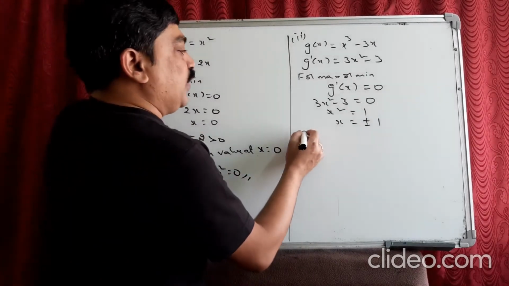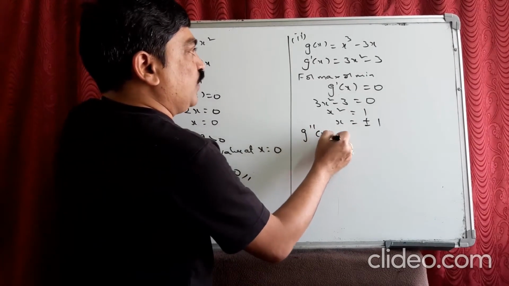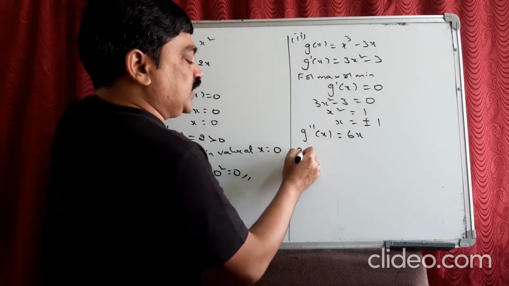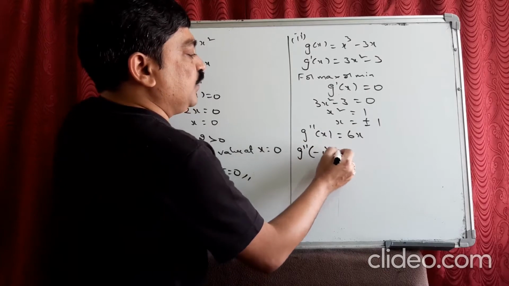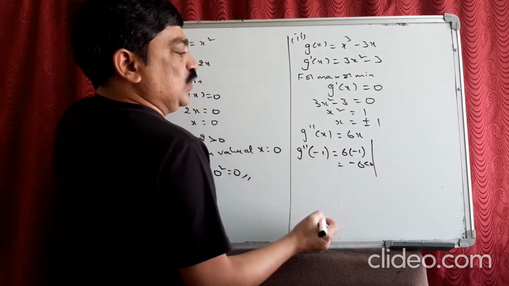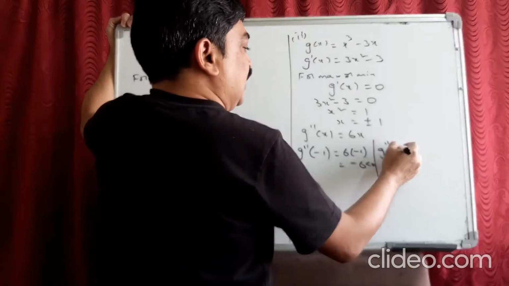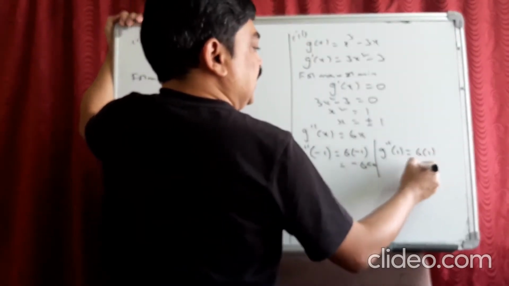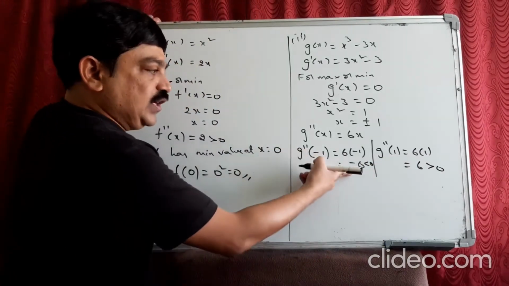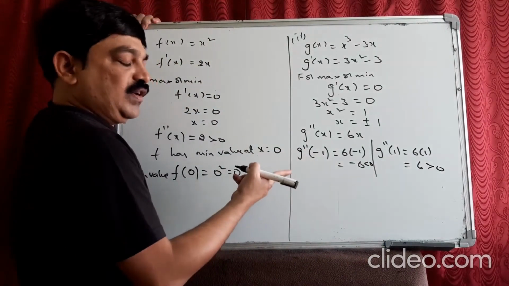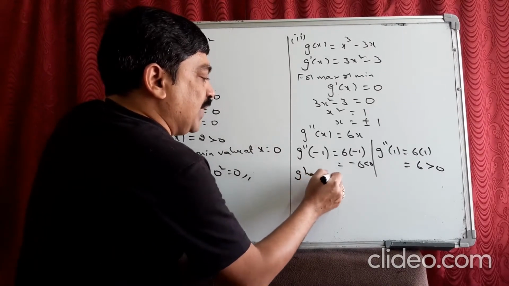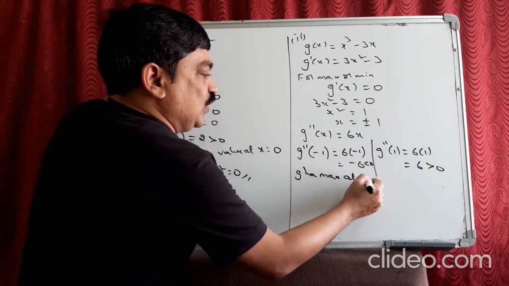So let us go with the double derivative. g double dash of x is 6x. But you have two values. So let us substitute g double dash of minus 1: 6 into minus 1 is minus 6, less than 0. And g double dash of 1 is 6 into 1, 6, which is positive. So when you have a negative value in the double derivative, g has a maximum at x equal to minus 1.